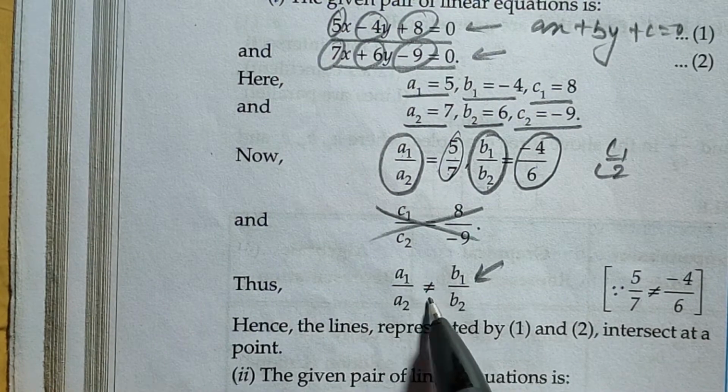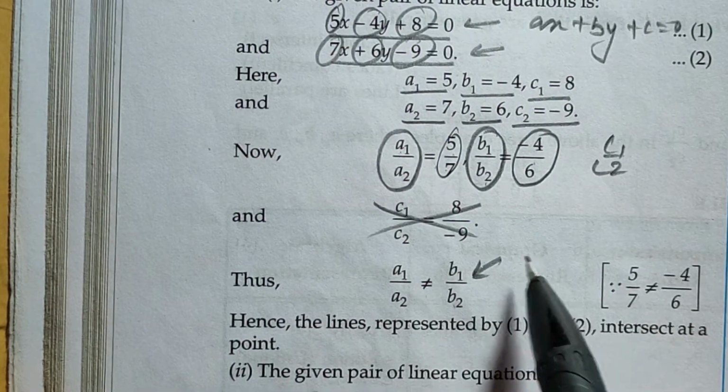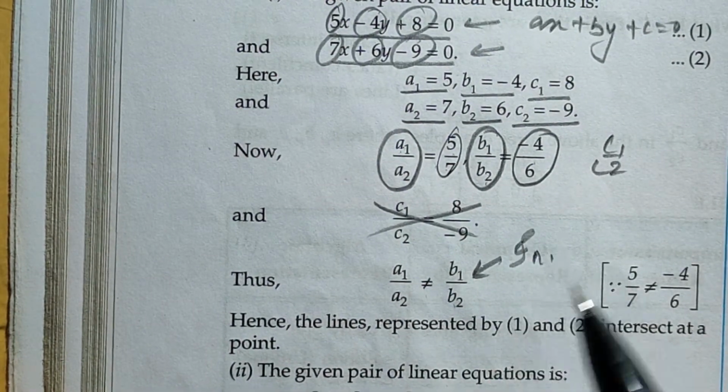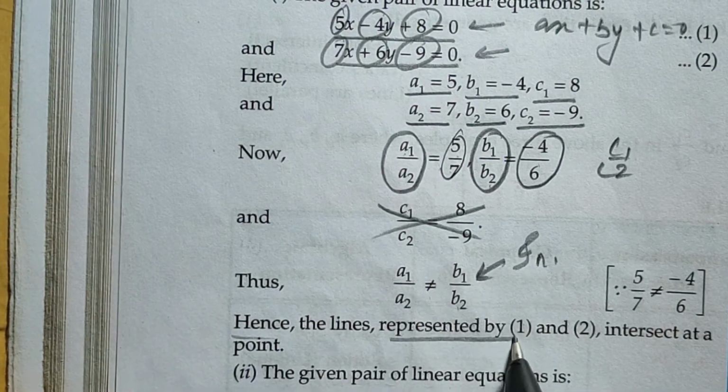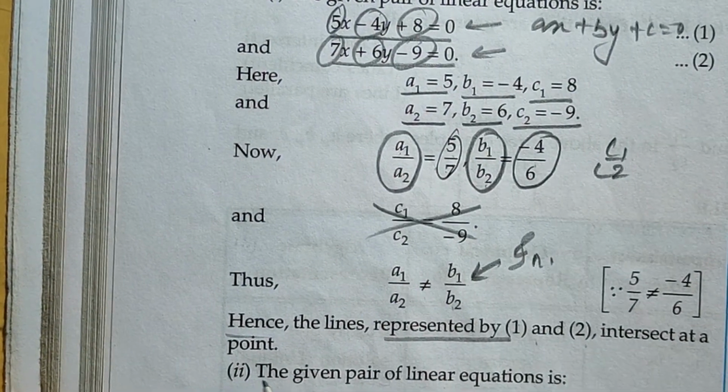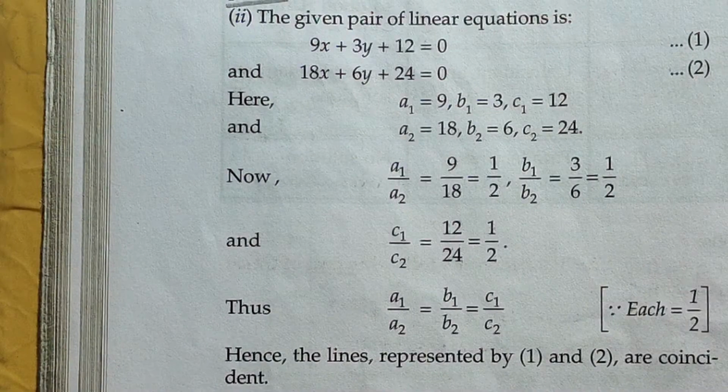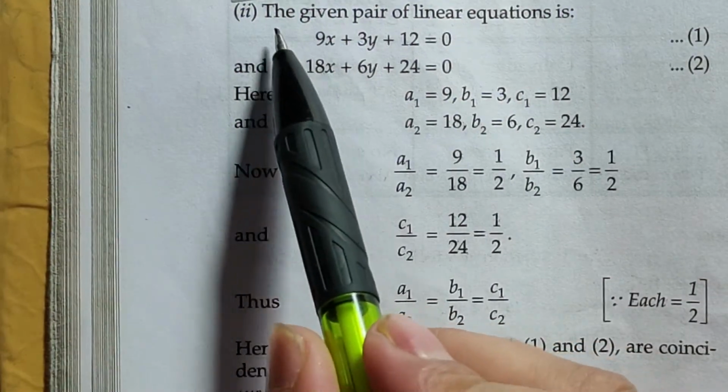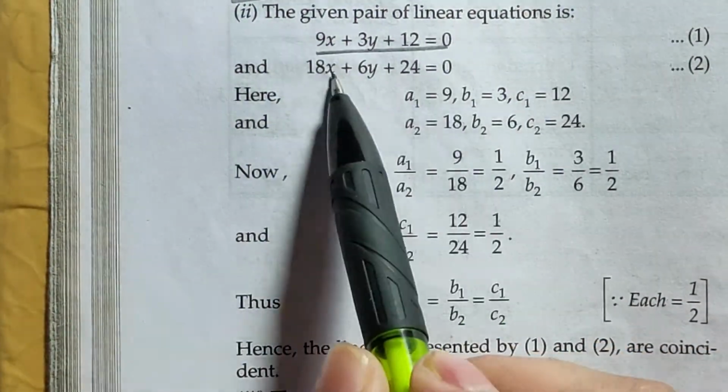So a1 by a2 is not equal to b1 by b2, and this condition was for intersecting. Hence the lines represented by 1 and 2 intersect at a point. Let us see the second pair. The given pair of linear equations is this and this.